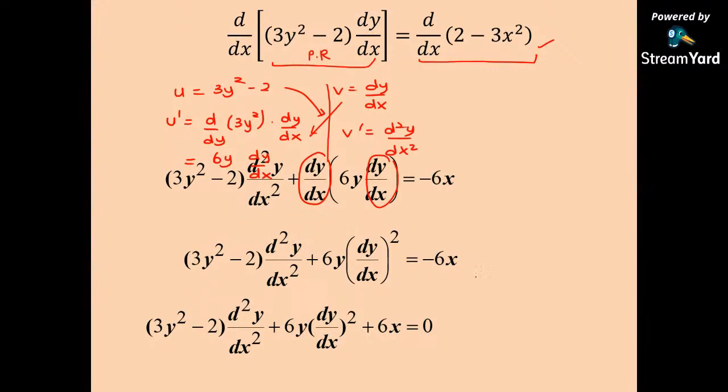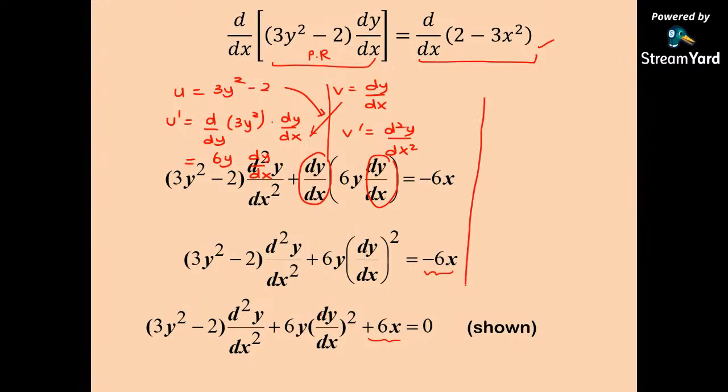Okay, and then we're going to bring everything to the left hand side. So instead of having negative 6x, bring it to the left hand side, we are going to get positive 6x. So 3y squared minus 2 times d2y over dx squared plus 6y times dy over dx squared plus 6x is actually equal to 0. And then that is what we want to prove. So proven.